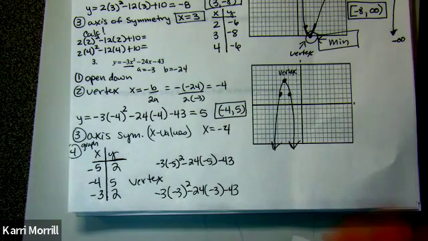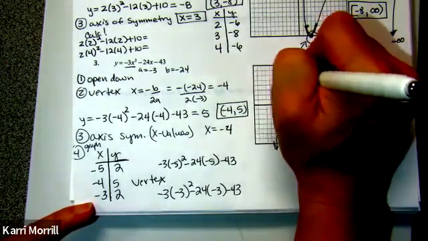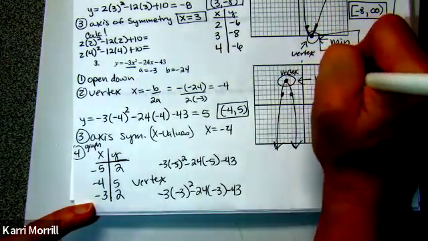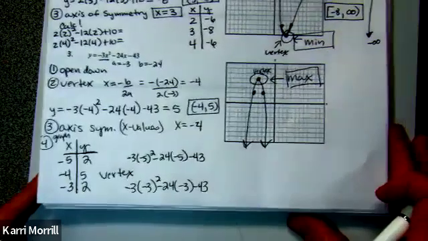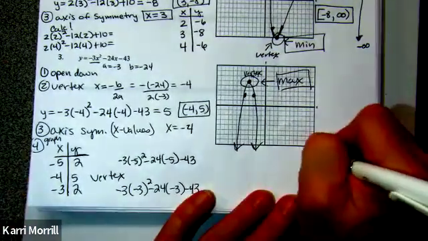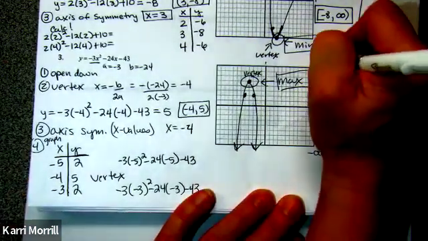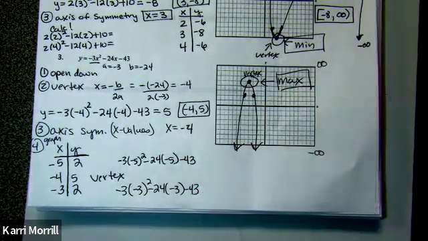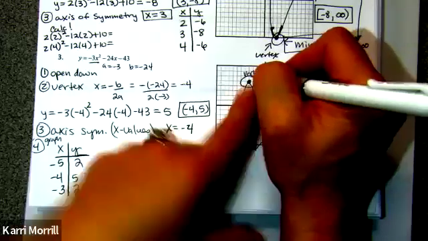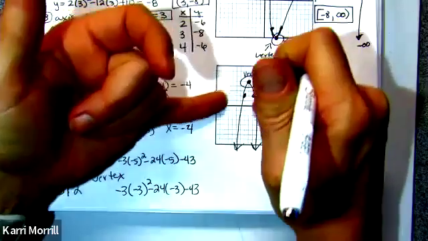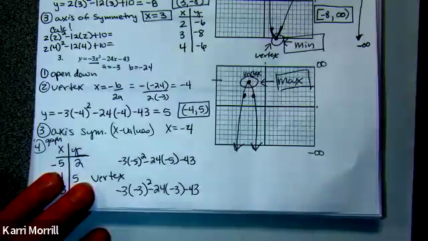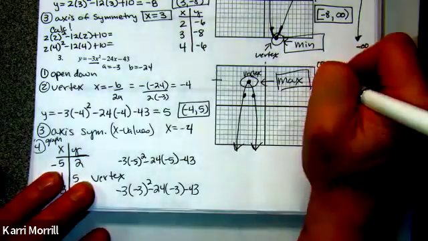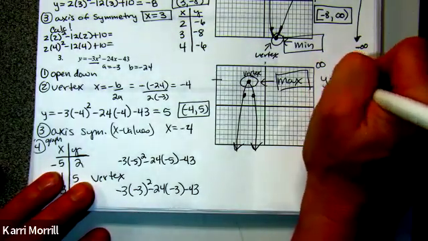Then from here, we need to identify, is that vertex a max or a min? This is a max because it's the highest spot. And then our range, remember your graph goes to -infinity up to +infinity. In this case, y needs to be anything less than that 5, because 5 is the y value, so y needs to be less than or equal to 5.